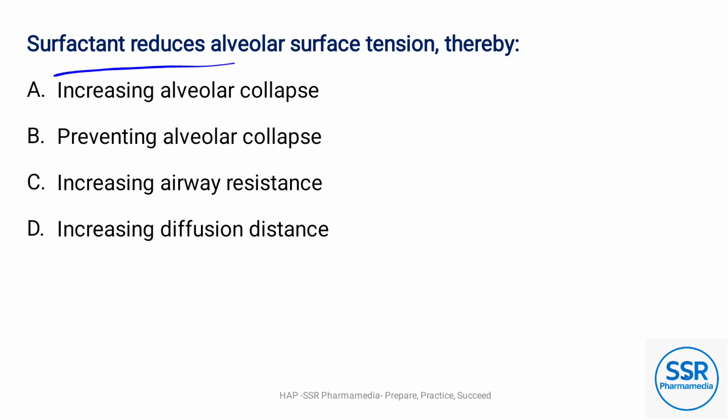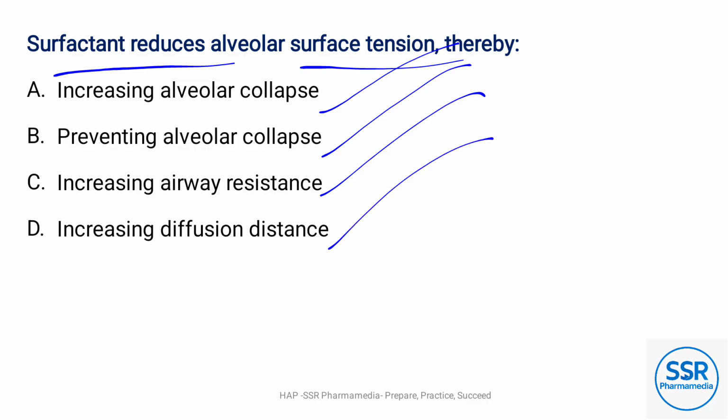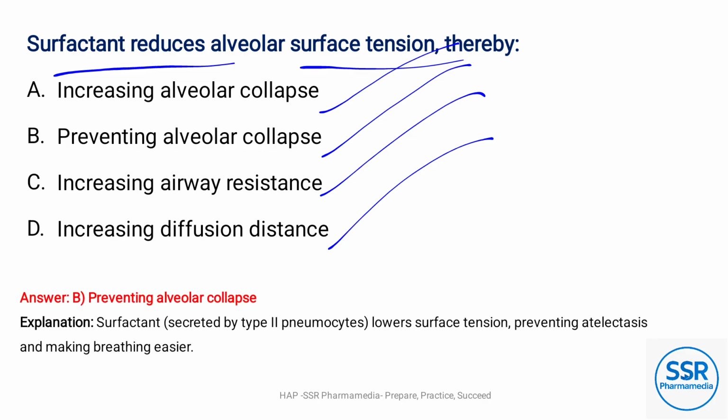Surfactant reduces alveolar surface tension, thereby: option A, increasing alveolar collapse; option B, preventing alveolar collapse; option C, increasing airway resistance; option D, increasing diffusion distance. So the answer is option B, preventing alveolar collapse.